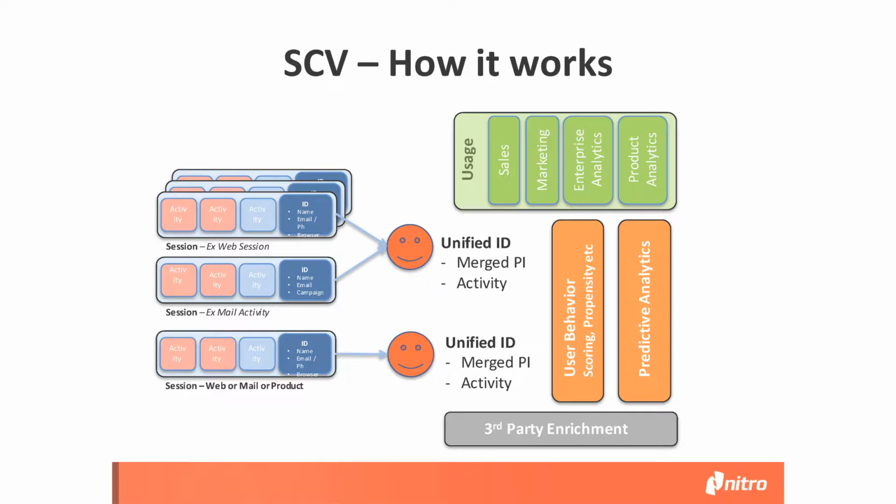So, high level, how it works. We can go through all the slides, but basically you have some sessions. A session is a suite of related events. We put all these sessions together. On every session, we find a critical identifier, and we deduplicate the user. We deduplicate them by making sure that all the sessions related to the same user go to the same single customer view.